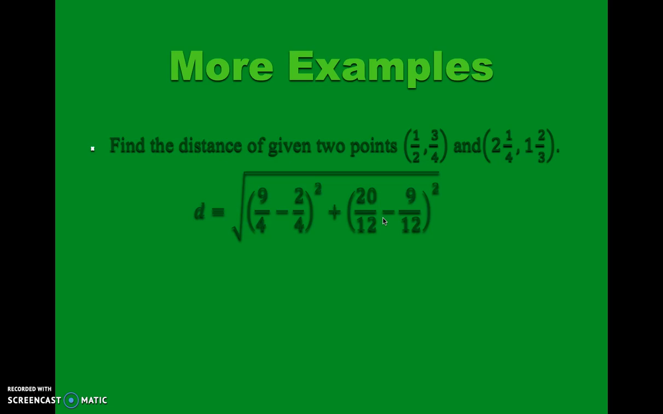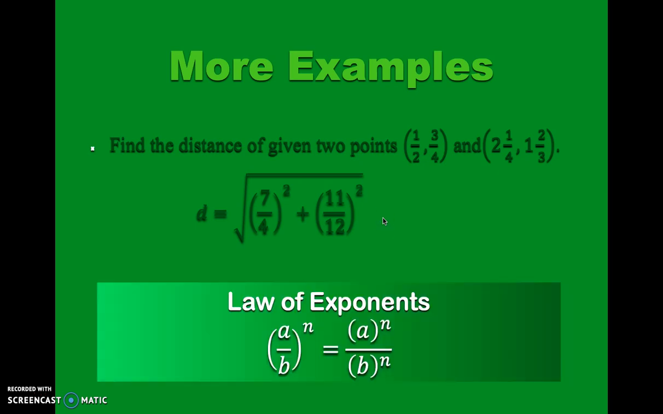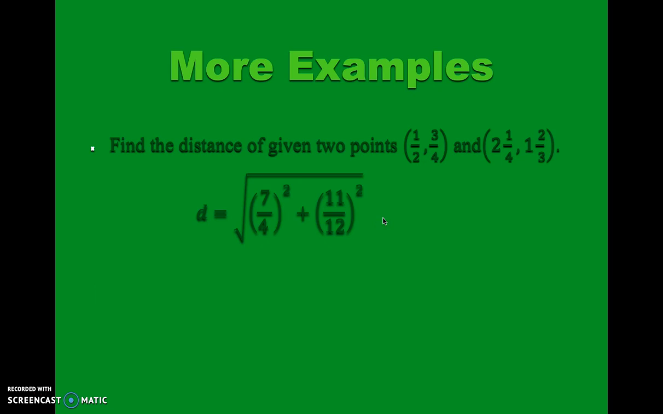In the first parenthesis, you have a common denominator of 4. In the second parenthesis, you have a common denominator of 12. We simply subtract the numerators, which then simplifies to the square root of (7/4) squared plus (11/12) squared. By the law of exponents, (a over b) to the n equals a to the n over b to the n. So we rewrite these fractions as the square root of 7 squared over 4 squared plus 11 squared over 12 squared, which simplifies to the square root of 49 over 16 plus 121 over 144.